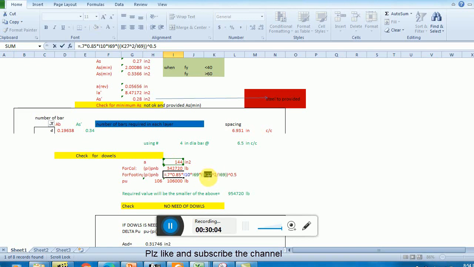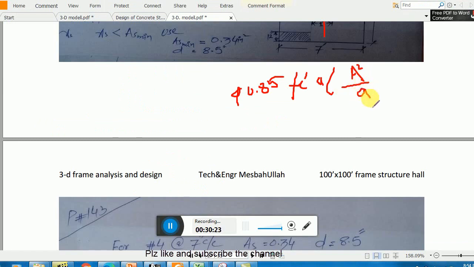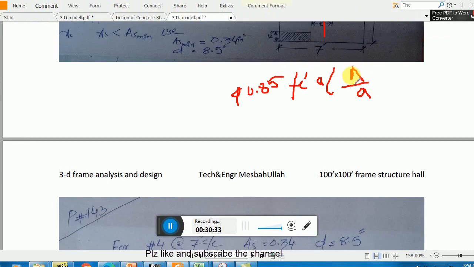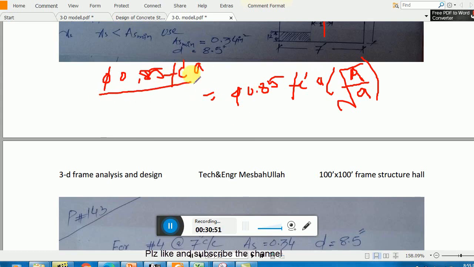Basically I have to change these coefficients as well. Phi 0.85 fc prime into A. This is the bearing pressure which is coming from the column to the footing, and you see this is multiplied by A divided by smaller a. Remember, this is not a square, this is just only A. A is the footing area, and small a is the area of the column.